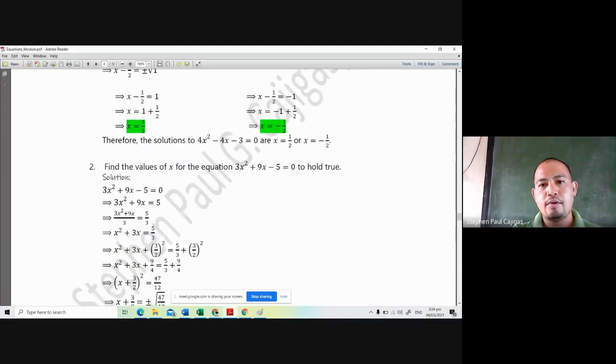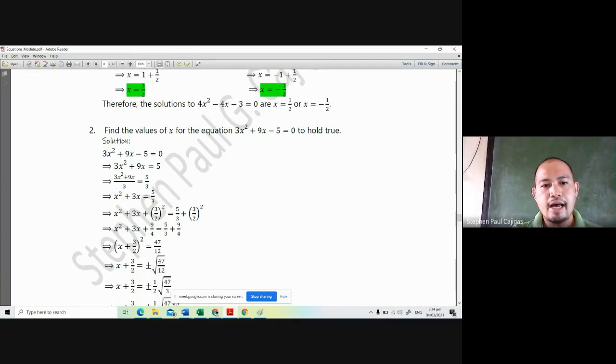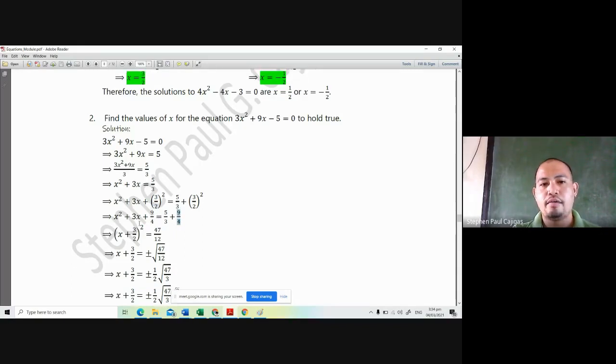Okay, next example, 3x squared plus 9x minus 5 is equal to 0. So again, transpose anay minus 5, naging positive 5. And then divide by the coefficient of x squared. So divide everything by 3. Tapos add half of 3 is 3/2. Tapos i-square ito niya, magiging 9/4. Tapos in factored form, this is the factored form.